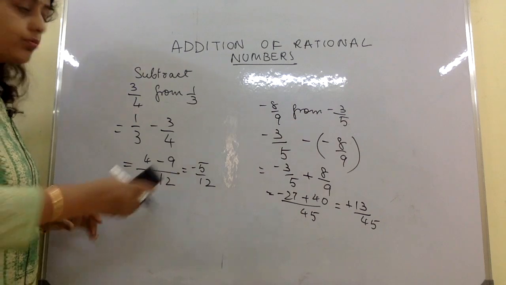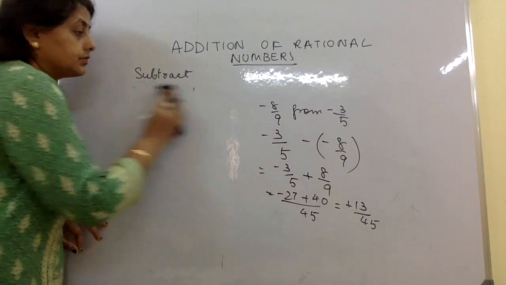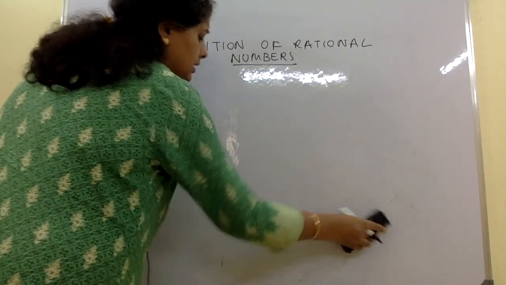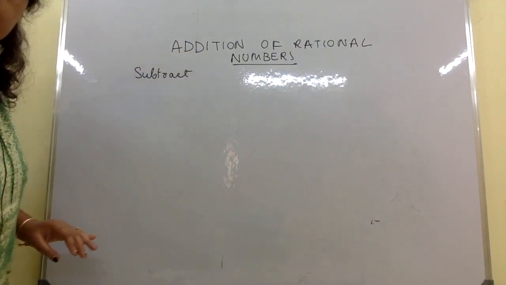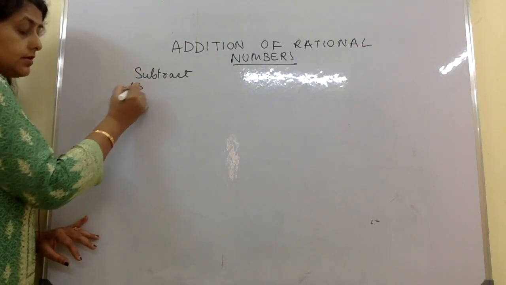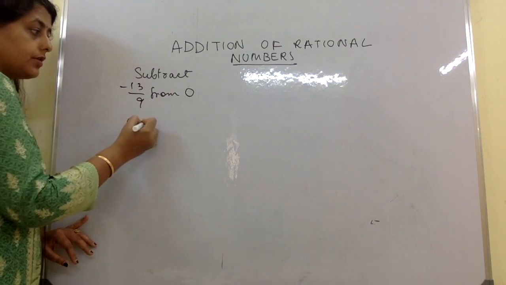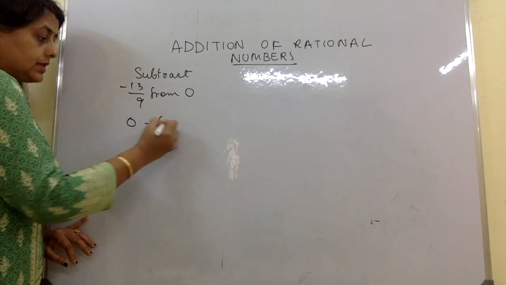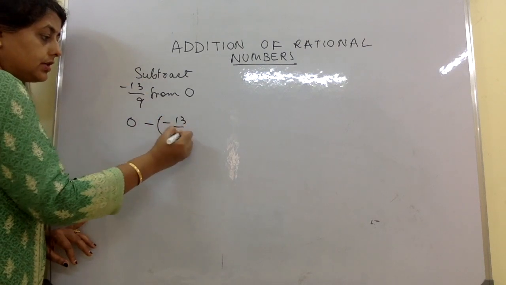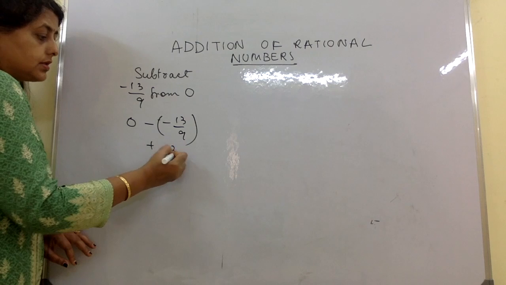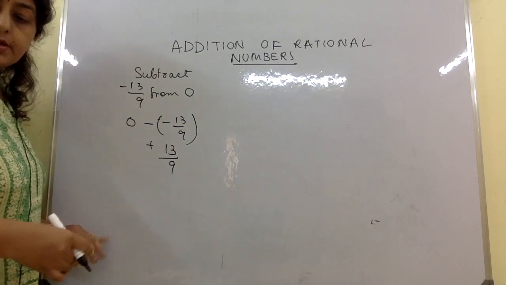Let me do a few more subtractions here, because sometimes certain questions confuse you a lot. So minus 13 by 9 from 0, no problem, put the 0 in front. Okay, and as I said, this minus is for subtraction, and then 13 by 9. Your answer is a plain 13 by 9.